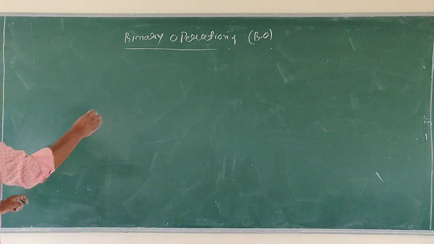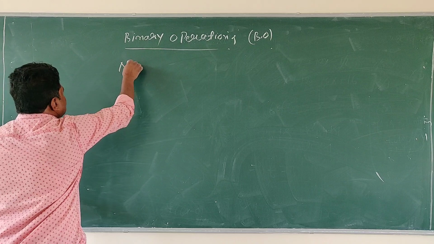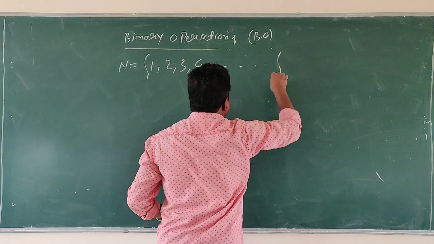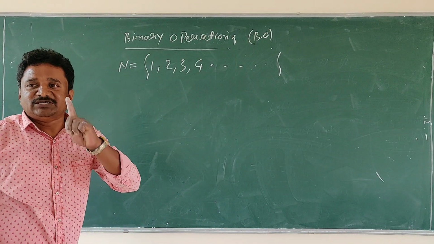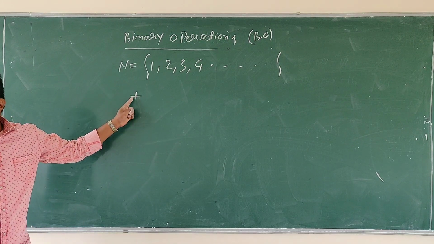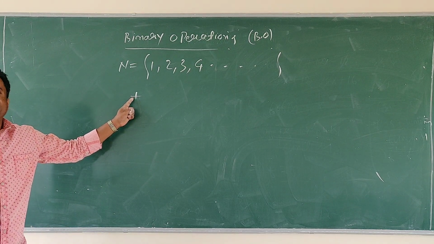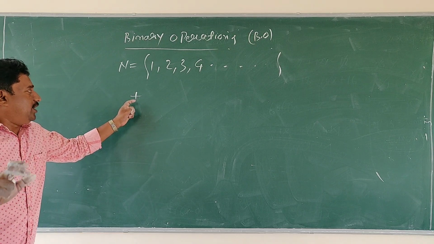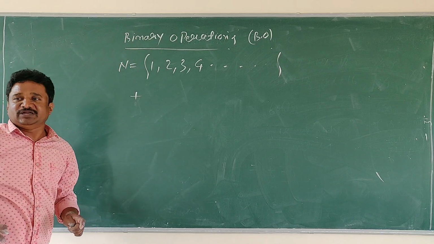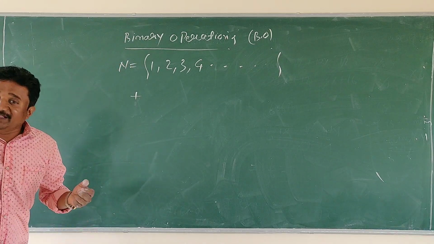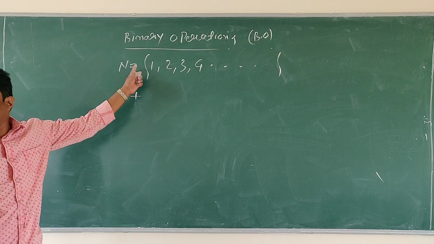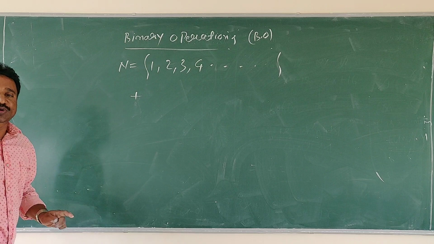Look at this. I take the set of naturals. 1, 2, 3, 4, and so on. I am taking the set of natural numbers, students. I take the operation plus. So let us think under what condition this operation plus becomes a binary operation, when this plus is taken as a binary operation on the set N. Look at this, students. You do one thing.